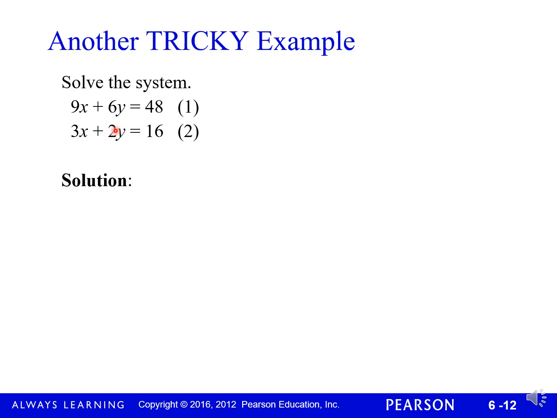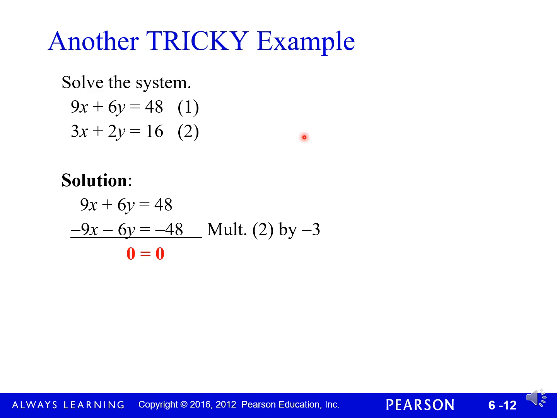Notice if I multiply the second equation by negative 3, I'm going to have 9x, negative 9x in the bottom. So now I can see that my x's are going to cancel out. But here when I do this, the y's also cancel out, and the other side of the equal sign also cancels out to 0. 48 minus 48 is 0.